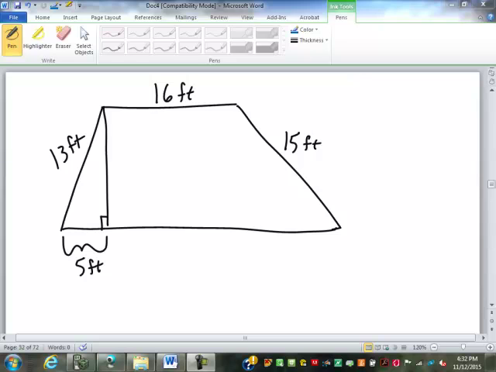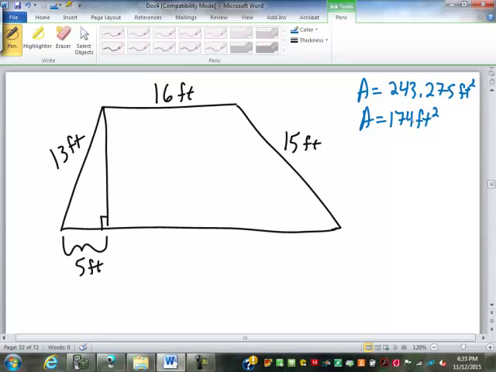Recording. There we go. Now, first of all, does anybody have an answer for this? What'd you get? 243.275 feet squared. And what'd you have in Richmond? 174 feet squared. At least one of them's not right. Let's take a look.